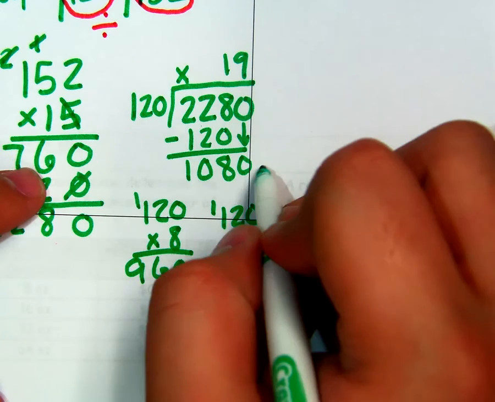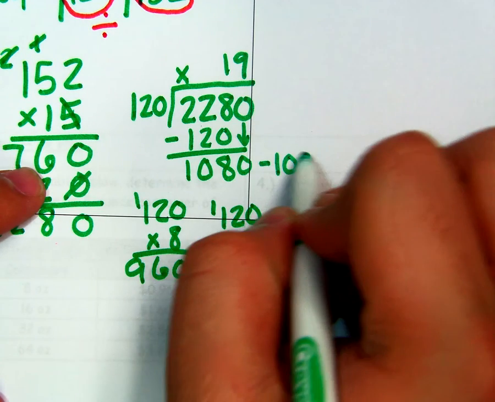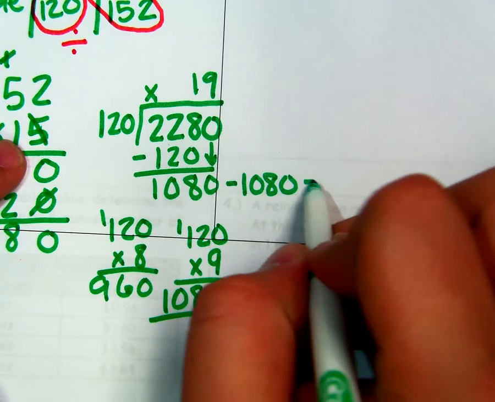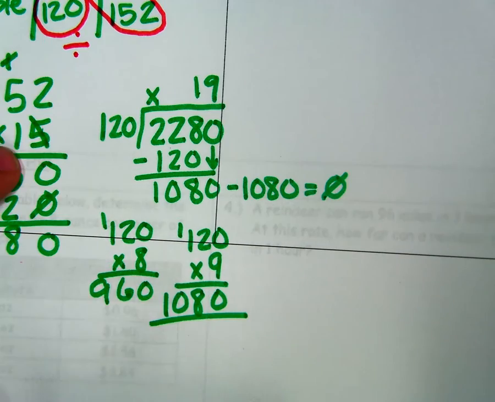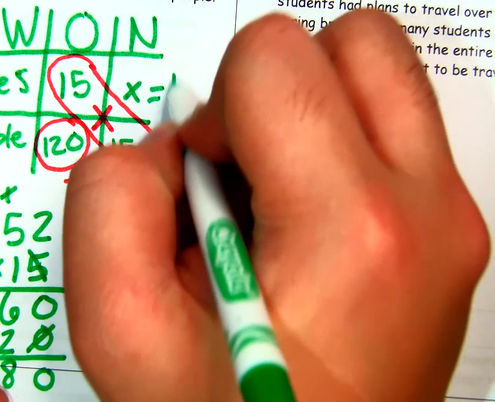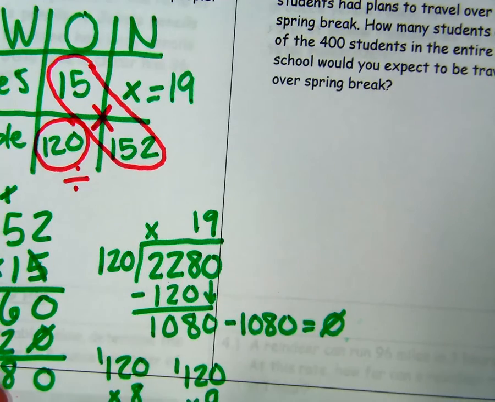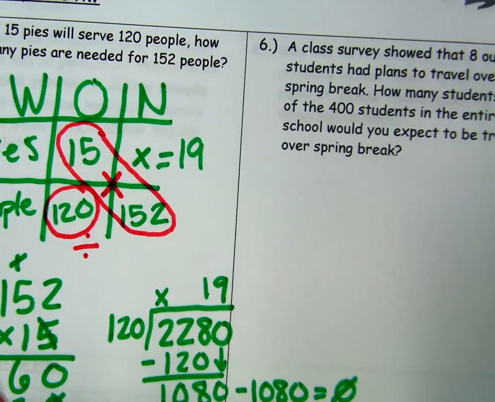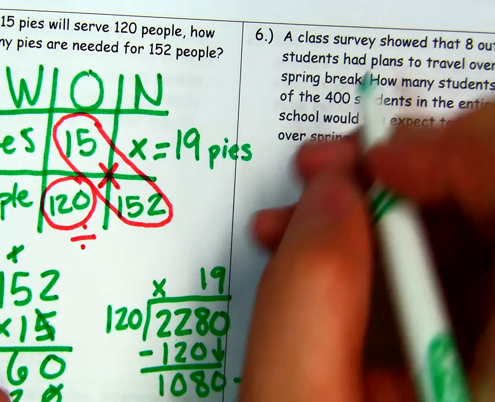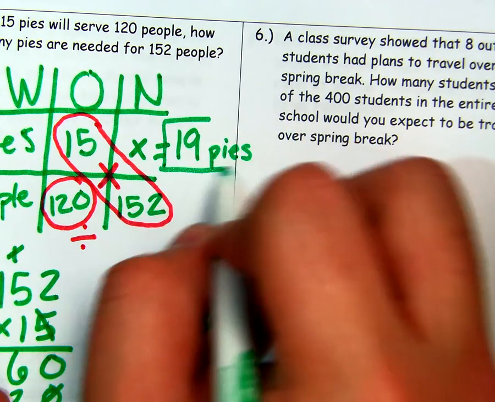And then we would end up zeroing out, which means that my final answer is going to be x is equal to 19. And we could say that x is going to be equal to 19 pies, since we still need units in our final answer.